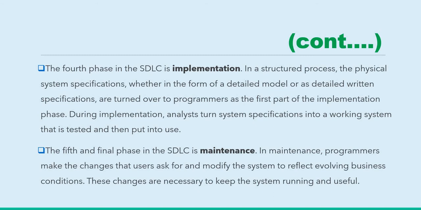When the working system is put to use, then maintenance comes into action. All right. During the maintenance phase, the programmers will make the changes according to the needs of the users. All right, and then again, planning will take place after maintenance, and modify the system to reflect evolving business conditions.